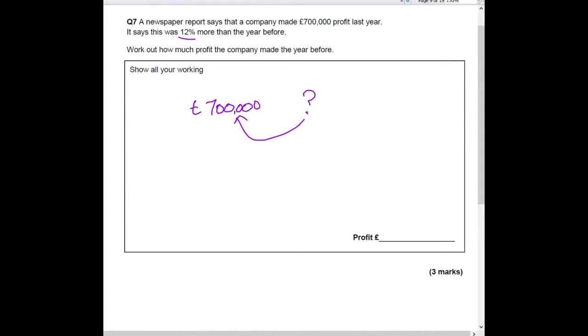Now, it says it made 12% more, so if this is the 100% amount, then our 12% increase gives us 112%, which is the decimal 1.12. So this means we multiply the original amount by 1.12. So the previous year's amount, all we need to do is divide our £700,000 by 1.12. So let's do that on our calculators.